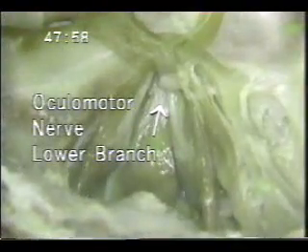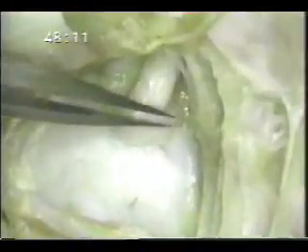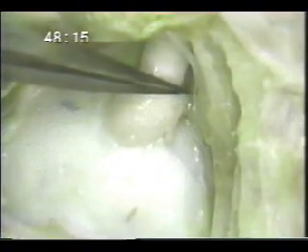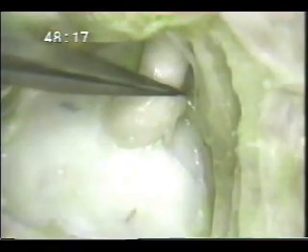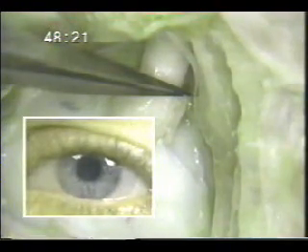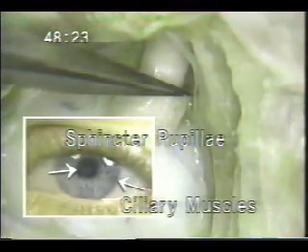Here's the lower branch of the oculomotor nerve. It supplies the medial rectus, inferior rectus, and inferior oblique muscles. In addition, by these tiny, short ciliary branches, the oculomotor nerve gives parasympathetic motor supply to muscles within the eye, which cause constriction of the pupil: the sphincter pupillae and ciliary muscles.